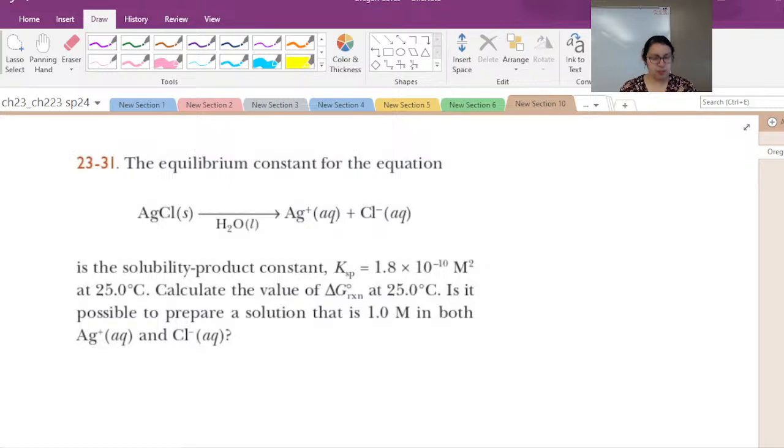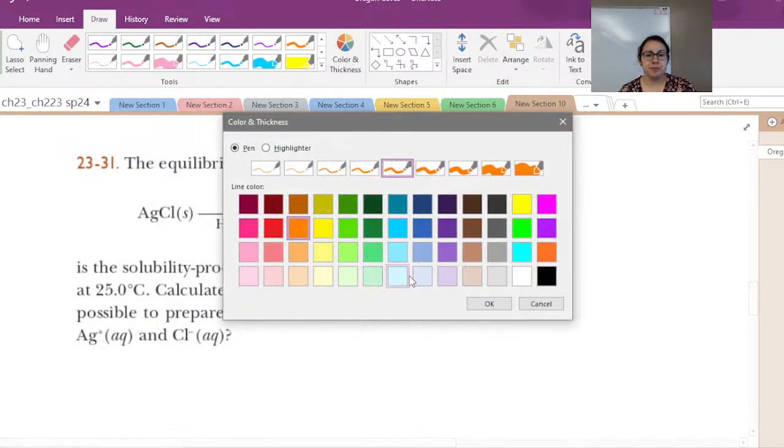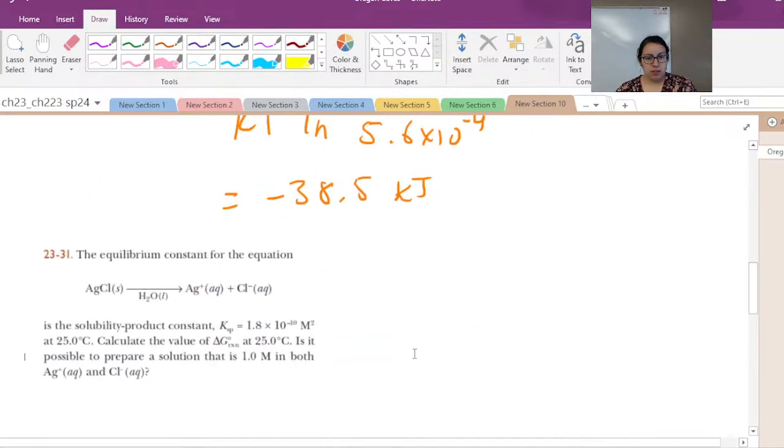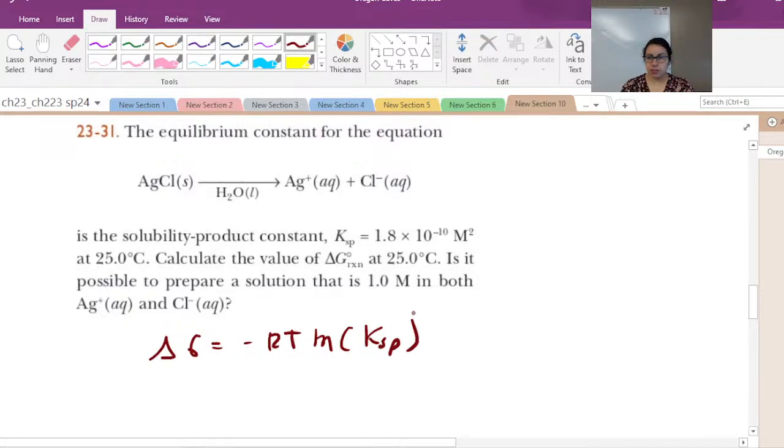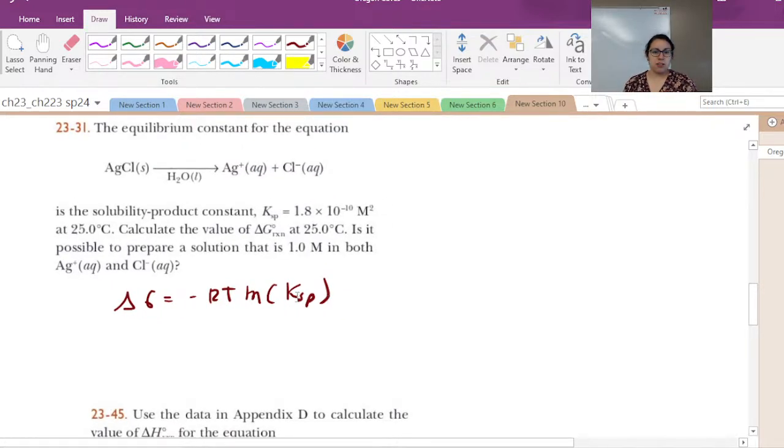How's this one coming along? Do we have our delta G for this reaction? So what formula should we use? It would be delta G equals the negative exponential log of KSP. Excellent. So we can still use the same equation. So it applies to any equilibrium situation.